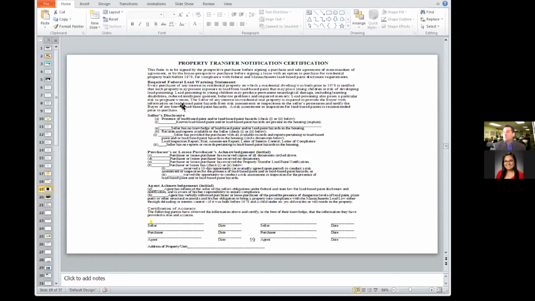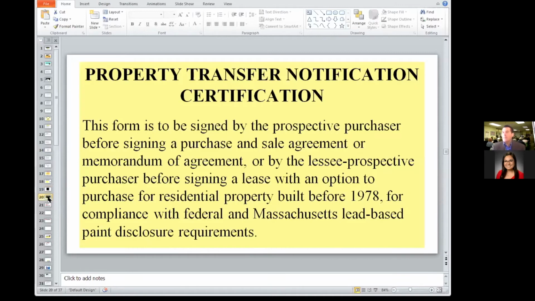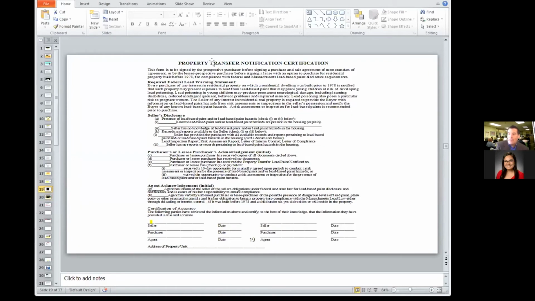So anyway, let's take a look at this form. Boom, let's bang it out. This is a lead paint course, a 2-hour lead paint course, but I'll break it down in a few minutes. Property transfer notification certification. I got those words right up here. This is the very beginning of the form. Let's blow it up.